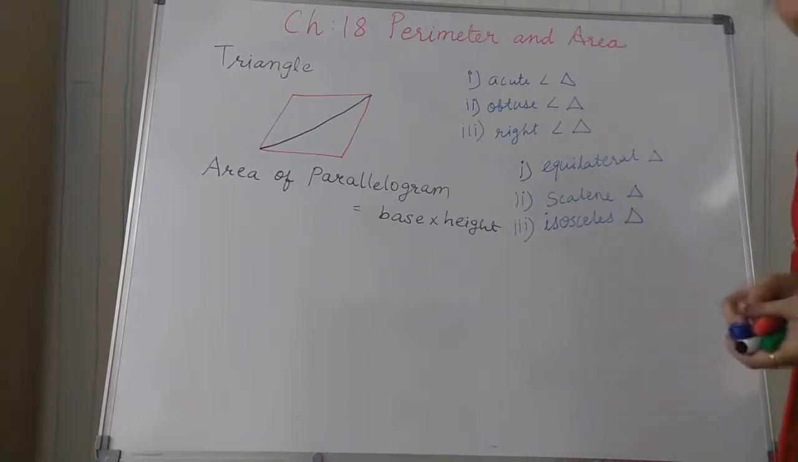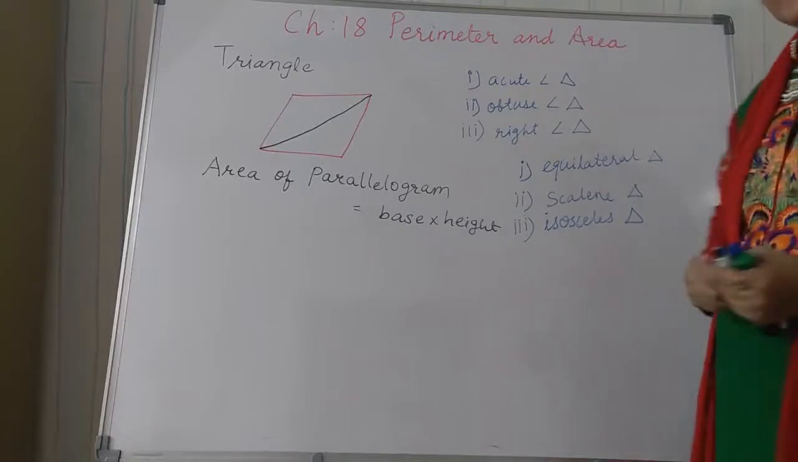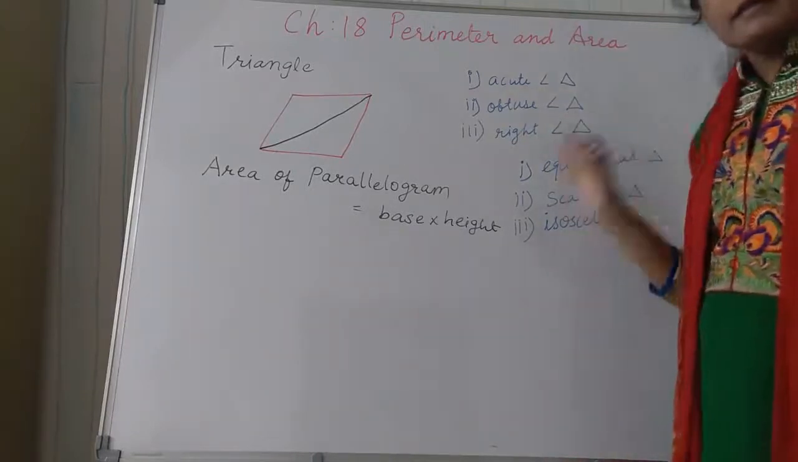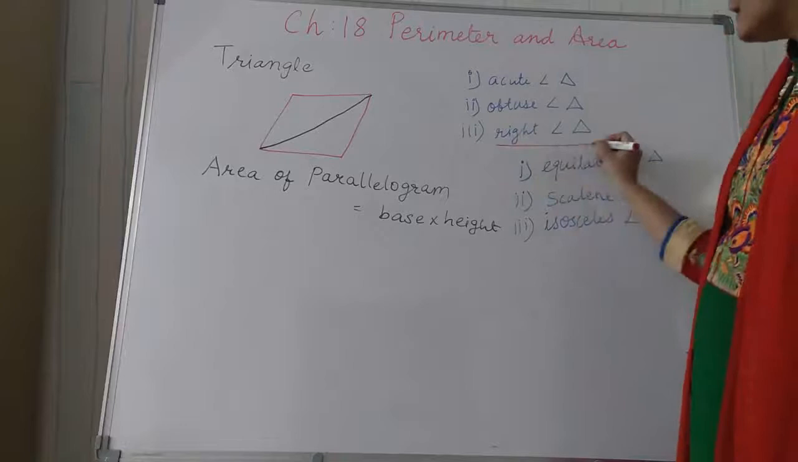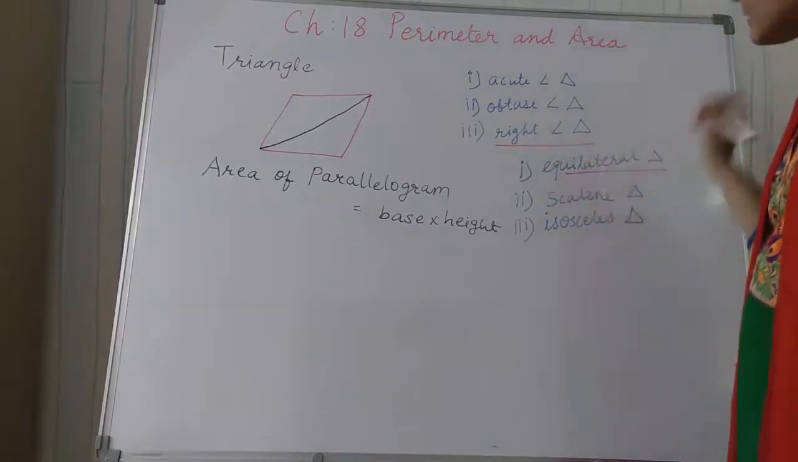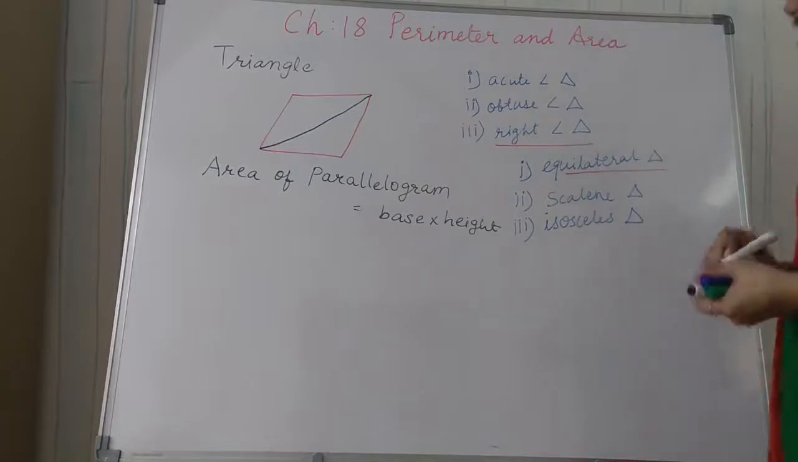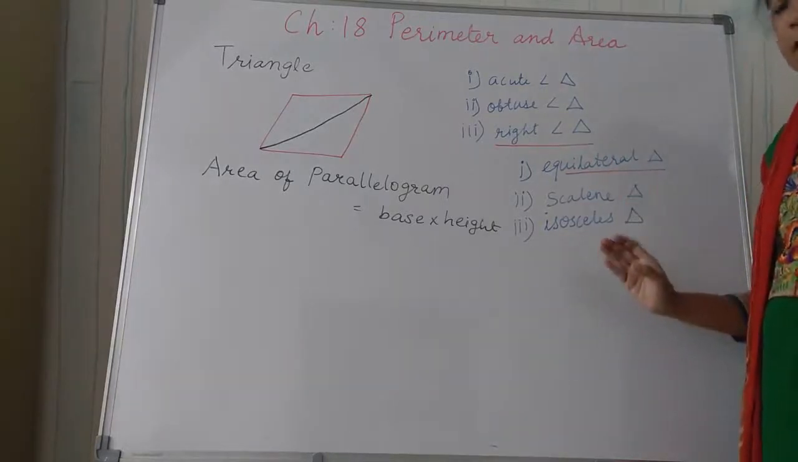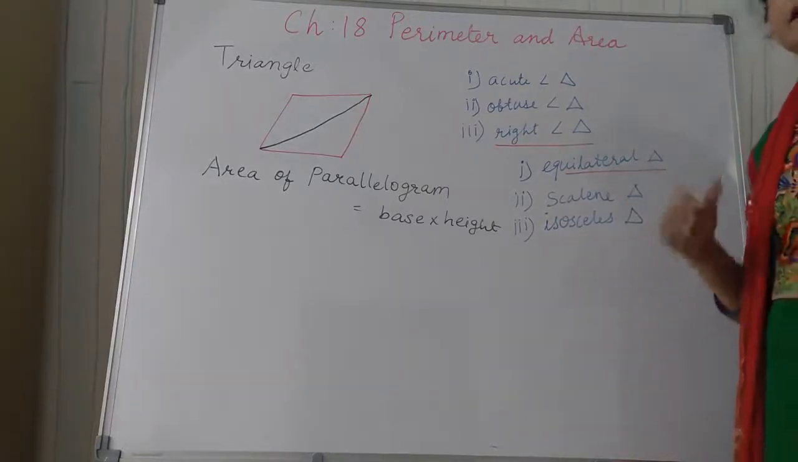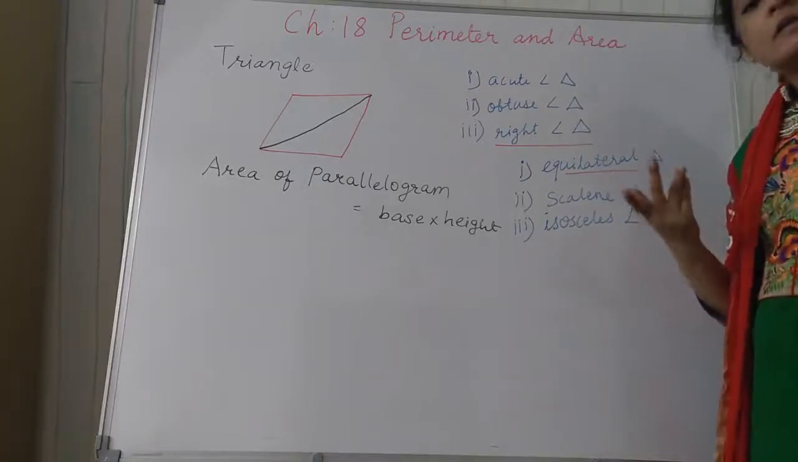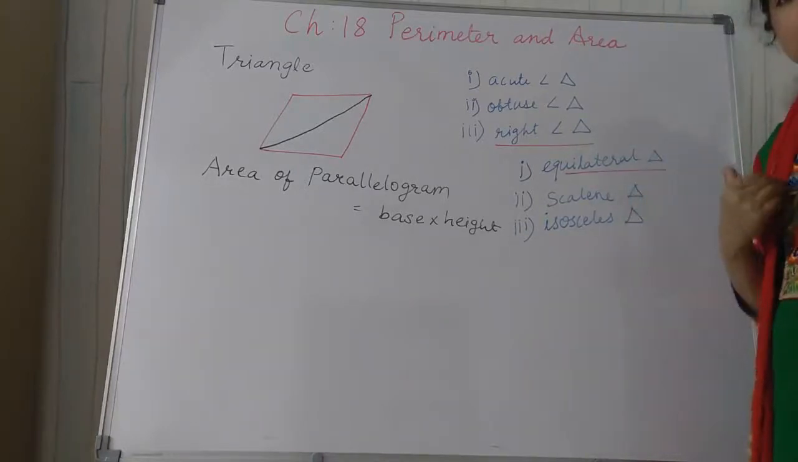But in this chapter, we are going to study the area of only 2 types of triangles. They are the right angle triangle and the second is the equilateral triangle. It is not that we cannot find the area of scalene or isosceles triangles. We can find them too. But that will come in your next standards of the syllabus, students.